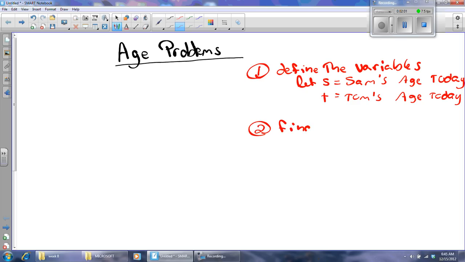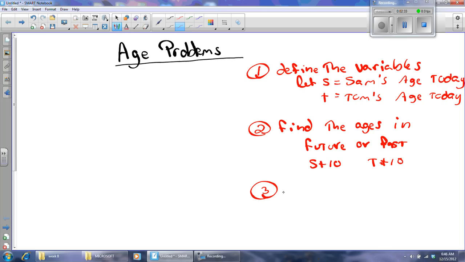All right, number two is going to be find the ages in either the future or the past. Okay? Find the ages in the future or past. So if we're talking about like 10 years from now, Sam is going to be S plus 10. And then Tom, of course, would be T plus 10.